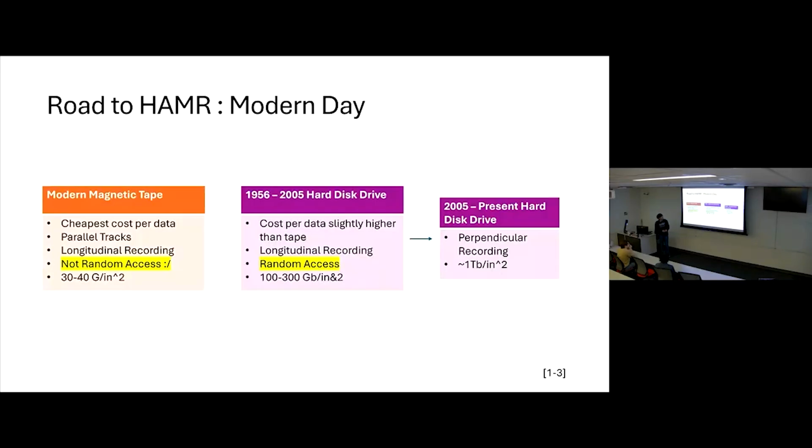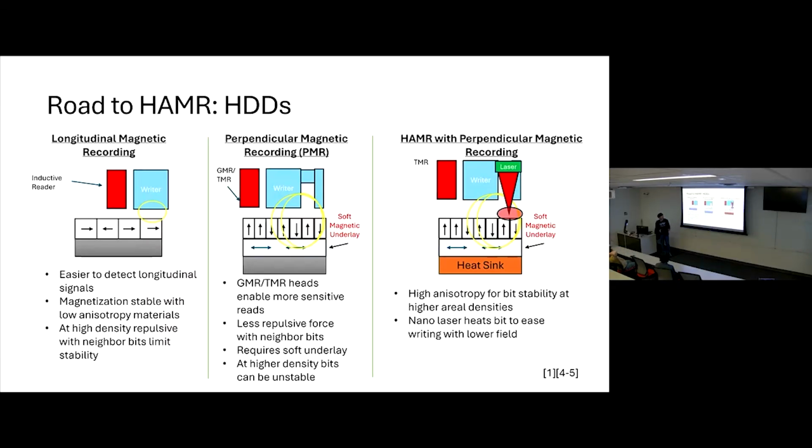Now, fast forward to the modern day, there are two types of storage we use for mass data: magnetic tape and HDDs. The problem with magnetic tape is that it's not random access, so we can't use it for online computing and stuff. So HDDs are the preferred choice. Let's talk about the different improvements in HDDs. This is how we got to hammer.